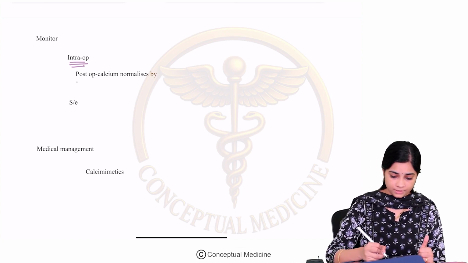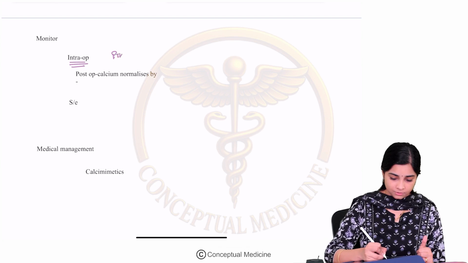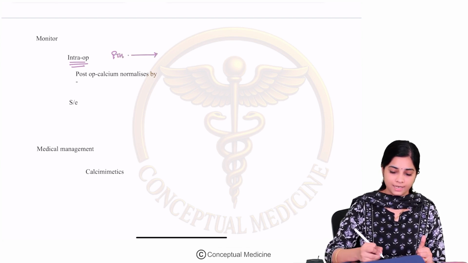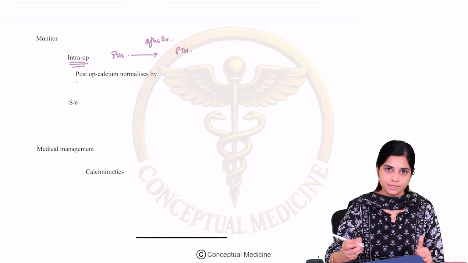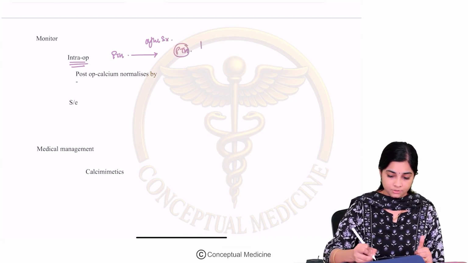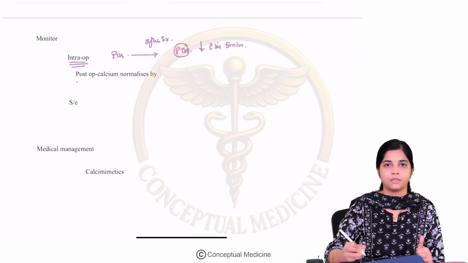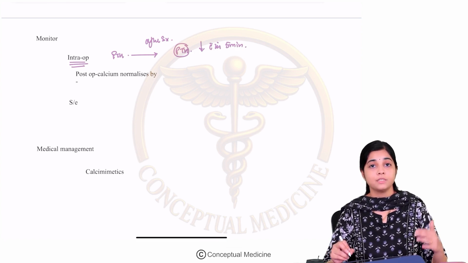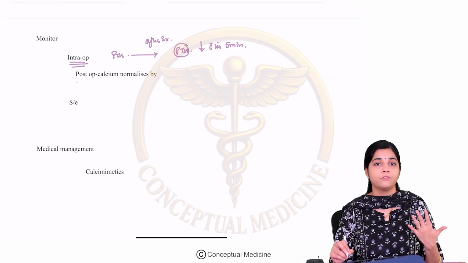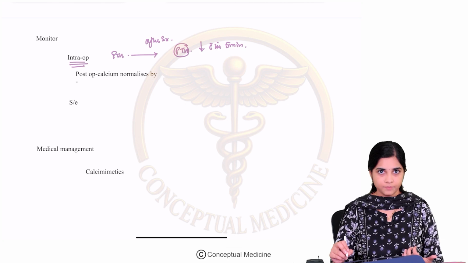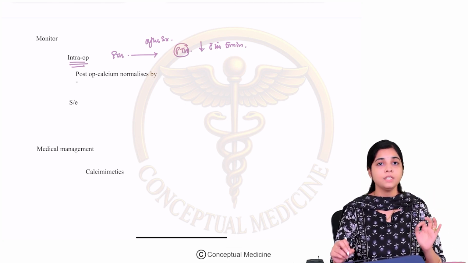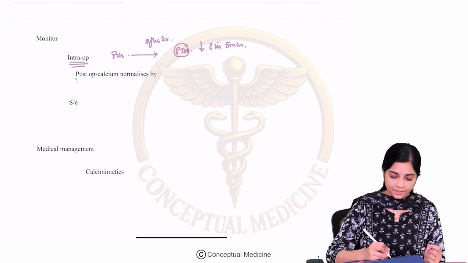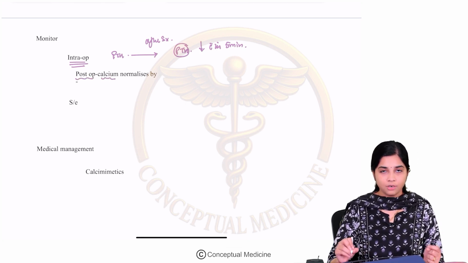So what you do is you check the parathormone levels intraoperatively and after the surgery. The parathormone levels should ideally drop within 5 minutes of removal of the parathyroid gland. The levels will drop precipitously. So that is how you know that you have removed the parathyroid gland. Then you also look for your post-op calcium levels.